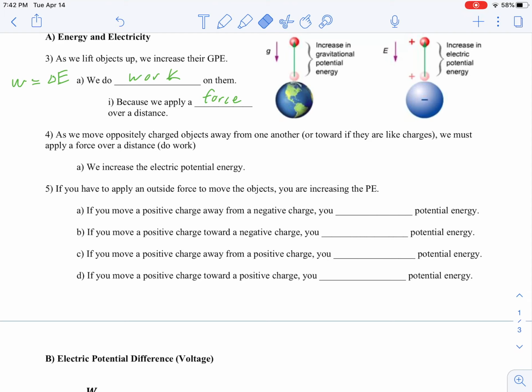Tough to think about. I want you to think about these scenarios below in number 5 before I do them. But it says if you apply an outside force to move the objects, you increase potential energy. So if you have to apply a force to move them, if they're not going to move on their own, then you have to increase potential energy. So try these on your own, see if you're increasing or decreasing potential energy.